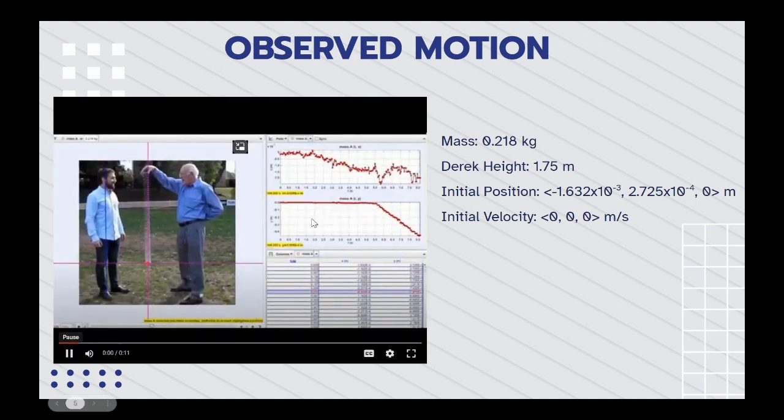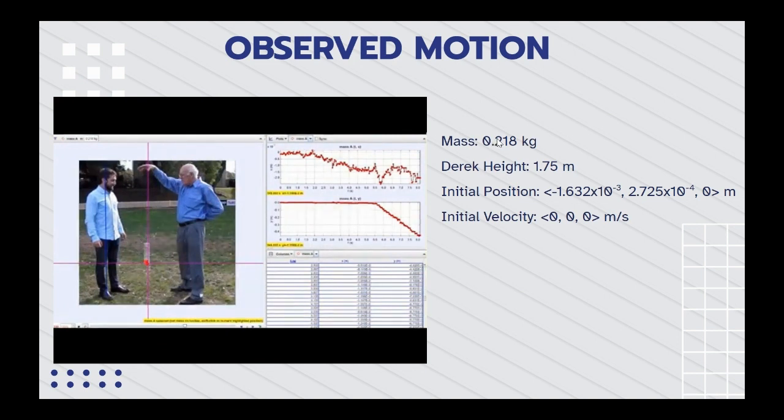And so this is the video. The mass of the slinky is 0.218 kilograms. We've used this guy as our reference for the height, and this is the initial position of the slinky. So we're here, and then the initial velocity is 0 because it starts from rest.